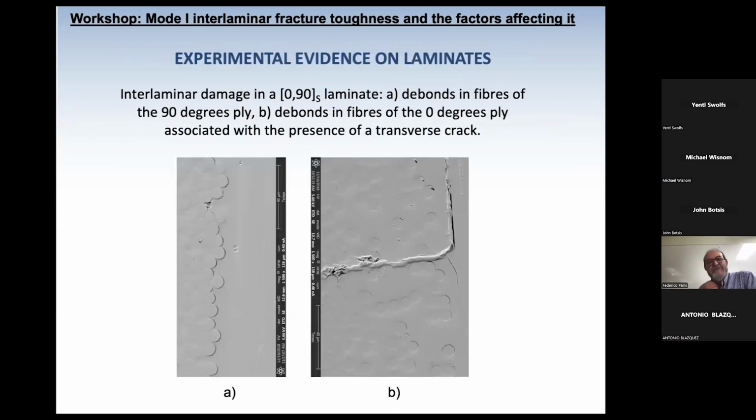Here in this picture, I just tried to represent some figures we have obtained in a 0-90 symmetric laminate. On the left-hand side, the delamination consists of connected debonds that appear in the 90-degree ply. Whereas on the right-hand side, we have the delamination represented by debonding of the 90-degree ply, or the debonds that appear in fibers of the 90-degree ply, connected with the appearance of a transverse crack in the 90-degree ply. So in these two cases, we represent an actual composite structure. Are the mechanisms of damage the same as those we have in a test? A question to be answered.